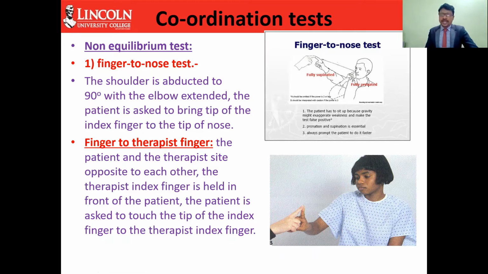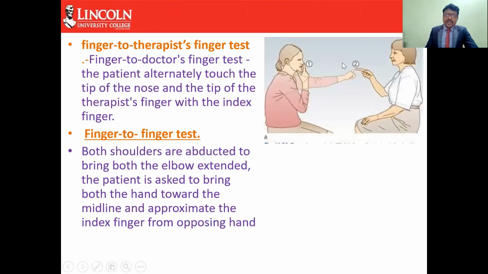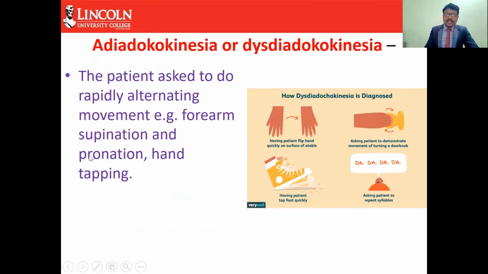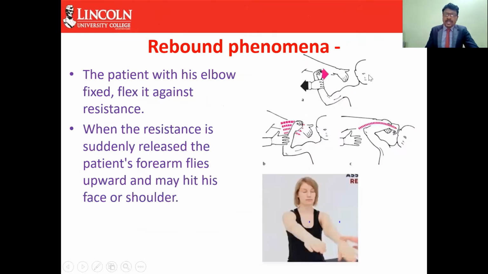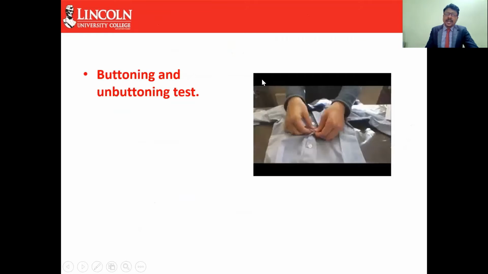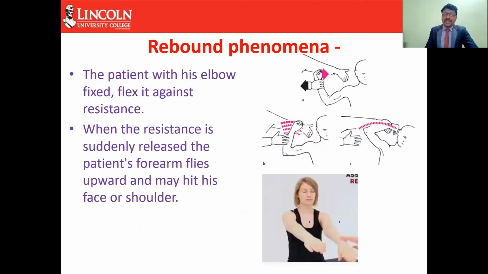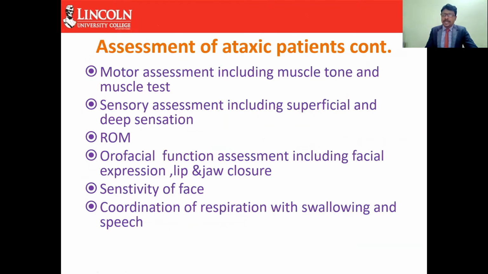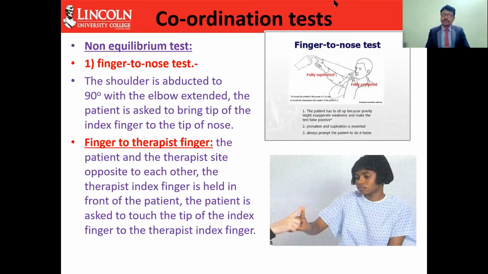The tests consist of the finger to nose test, finger to therapist finger test, and finger to finger test. Coming to Diadochokinesia, also rebound phenomena, heel-to-shin test, and buttoning and unbuttoning test. So these tests are called the equilibrium tests. With these special tests we can easily identify if anybody has any incoordination. The first one is the finger to nose test.